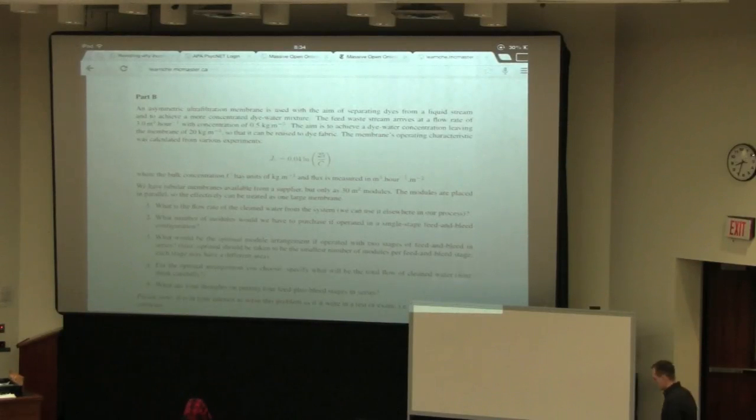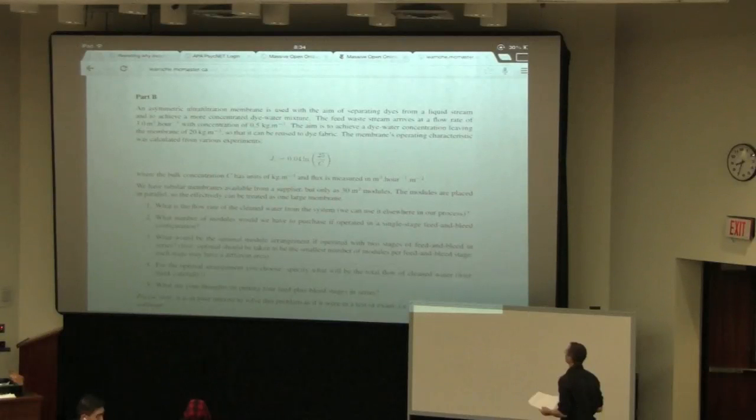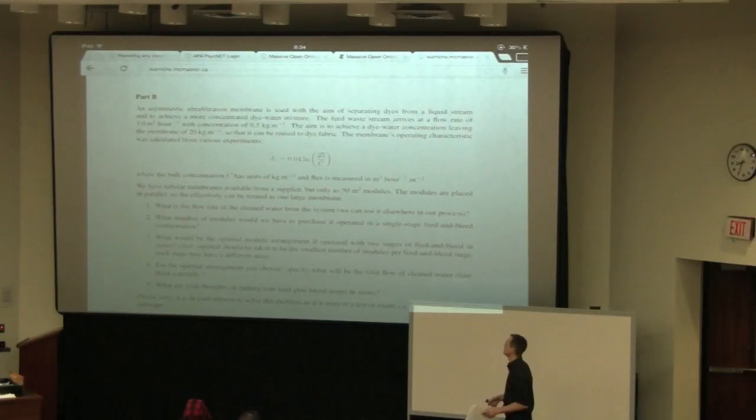So let's take a look at our understanding here. The question is asking to look at an ultrafiltration membrane, and we want to separate dyes from the liquid stream. This is a very typical application, where the dyes, say for car manufacturing, when they would be painting those cars, the cars are washed after they're painted, and then dye comes off in the wastewater. They cannot just discharge that. So what they'd like to do is concentrate it up to 20 kilograms per cubic meter. The reason is, if they can get it up to that concentration, they can reuse that dye. That's the main reason for concentrating it up.